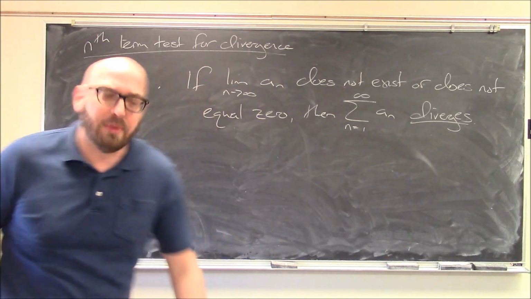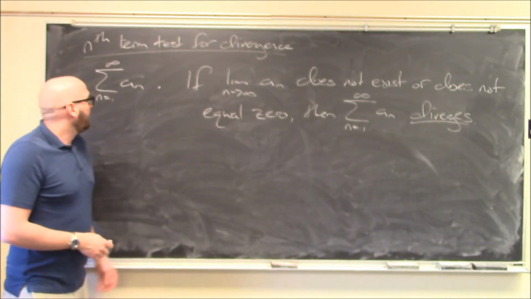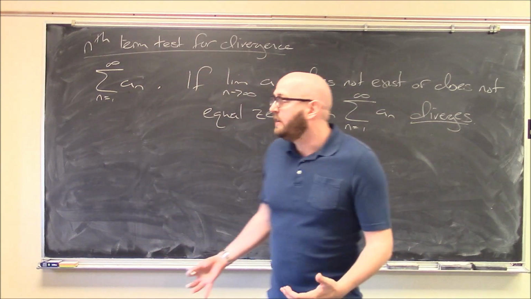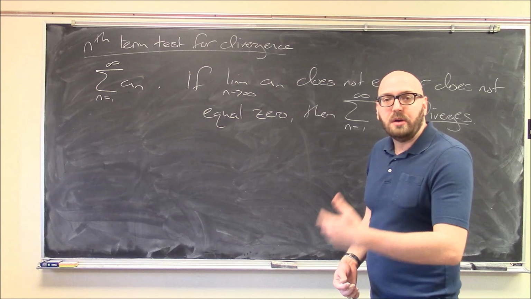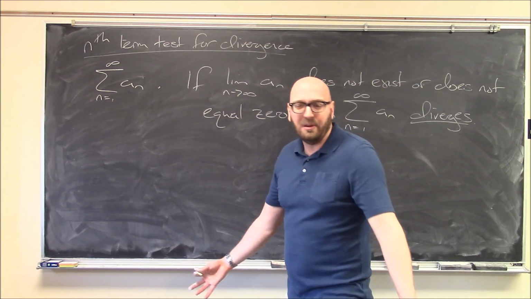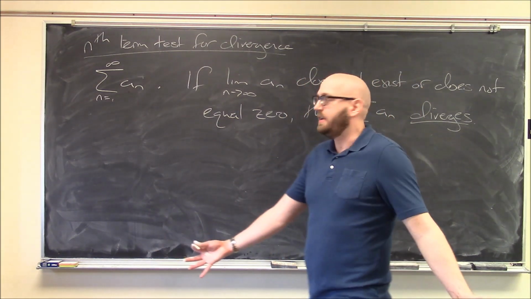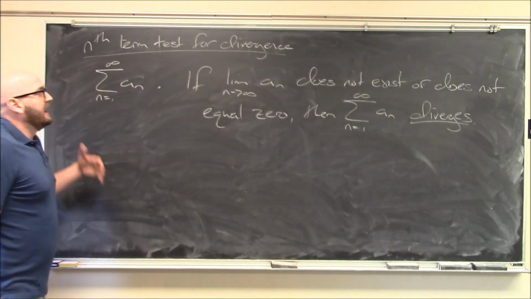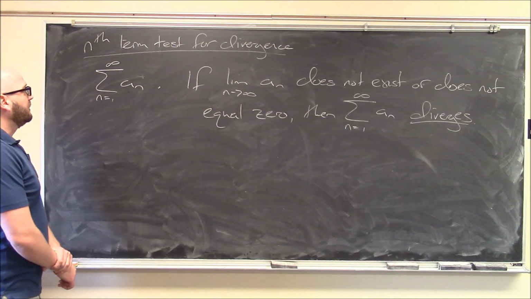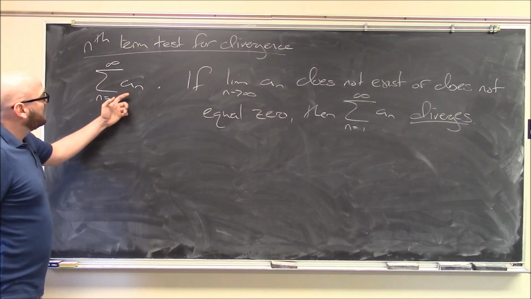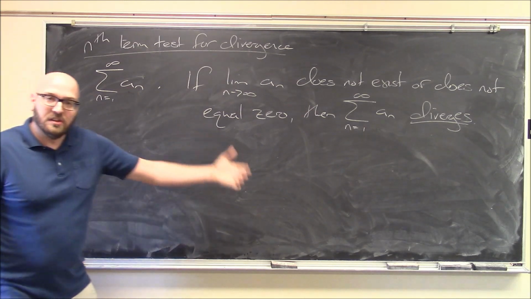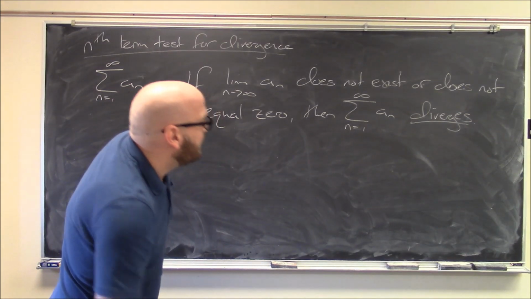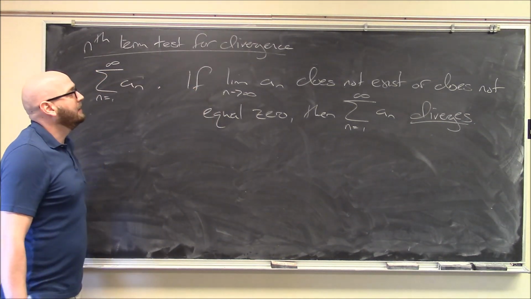And hopefully this intuitively makes sense. The only way this can add up to a finite value is if you eventually start adding smaller and smaller numbers. If I keep adding, say, 1 plus 1 plus 1 plus 1 forever, of course I'm going to get an infinite number. It's going to blow up to infinity. So the only way this can converge is if a sub n shrinks to 0. It doesn't say that it does converge if it shrinks to 0, just that that's the only way it can happen.